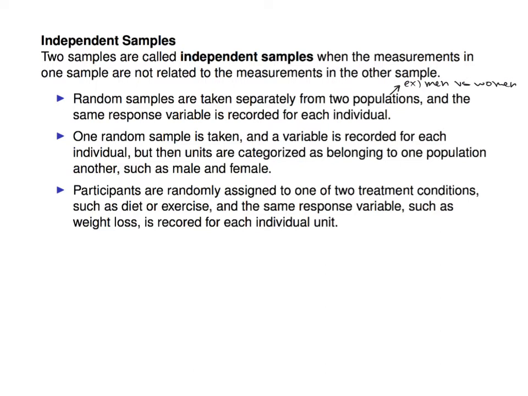And participants could be randomly assigned to one of two treatment conditions, such as diet or exercise. It could also be something like placebo versus drug, or drug 1 versus drug 2. And then the same response variable, such as weight loss or recovery time, is recorded for each individual unit.